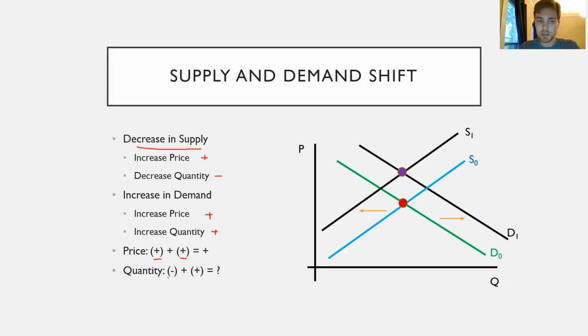Now, when we look at quantity, it's going to be a little different, because when we're looking at the effect of the decrease in supply on our quantity, we know that the decreased supply is going to decrease our quantity, and the increase in demand is going to increase our quantity. So we're adding a negative plus a positive, and if we don't know the magnitude of these effects, we're not going to know the overall effect, because the negative could be bigger than the positive, or the negative could be smaller than the positive. So we could get a positive effect, no effect, or a negative effect on our quantity here. So we say that it's ambiguous in this case.